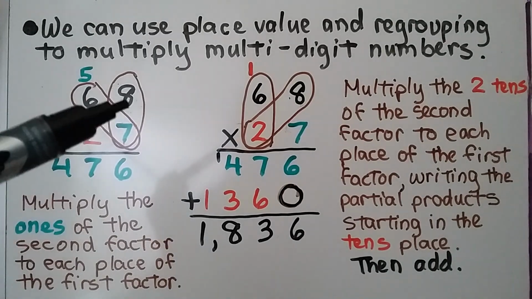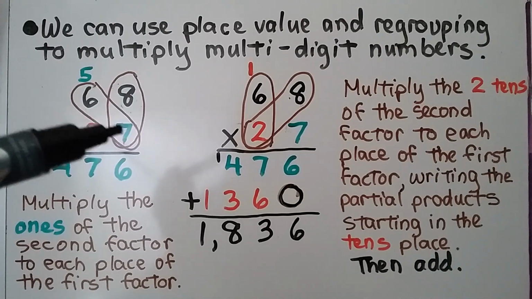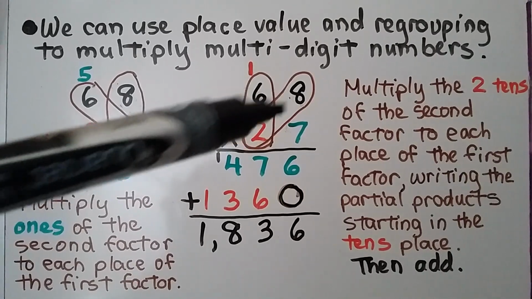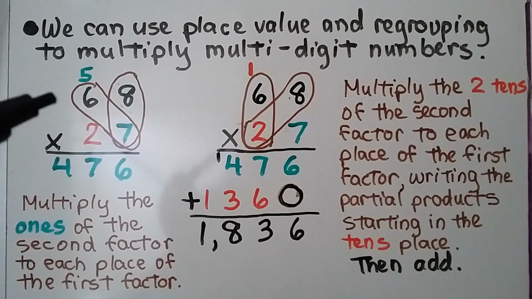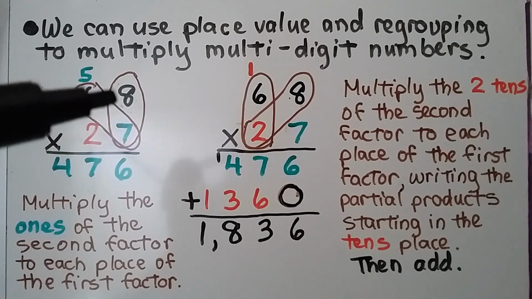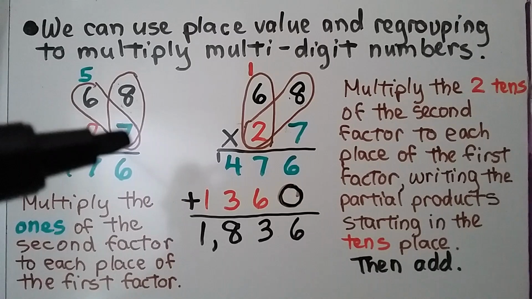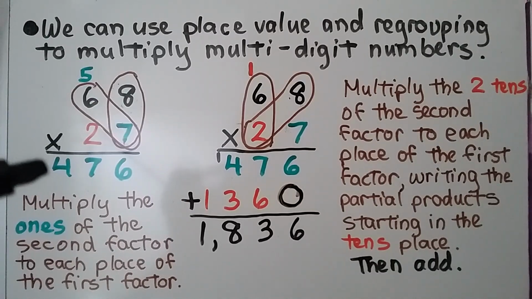First thing we do is multiply the ones. Then we multiply in this direction. Then we multiply the tens, and then multiply in this direction. So we have 68 times 27. We start by multiplying the ones. 7 times 8 is 56. We regroup the 5 and put the 6 down. Now we multiply 7 times 6, which is 42, plus 5 more is 47. That's 476 for our first partial product.